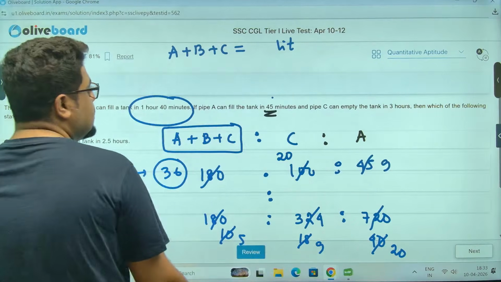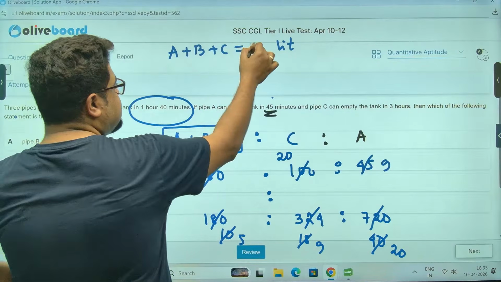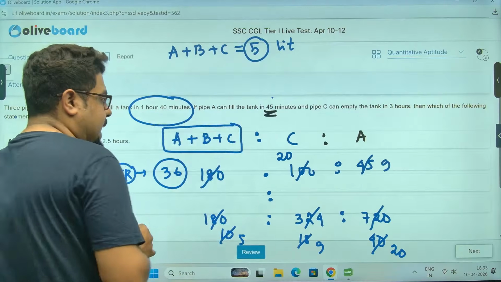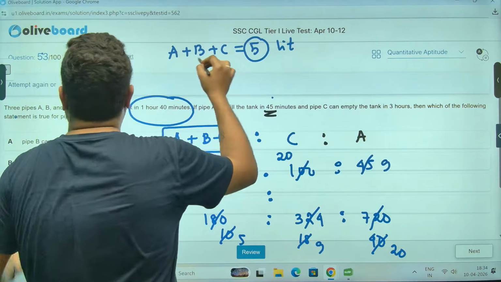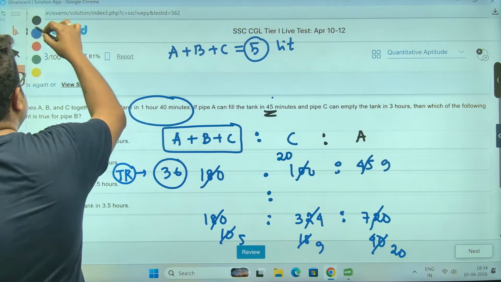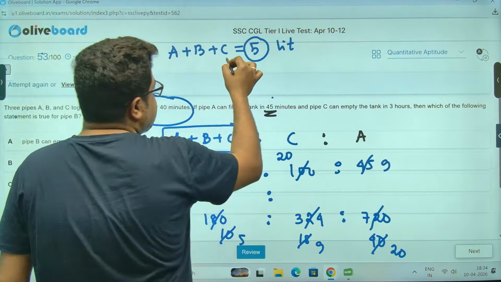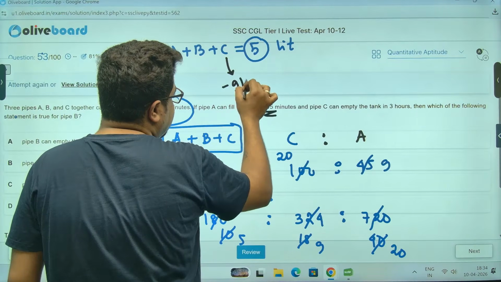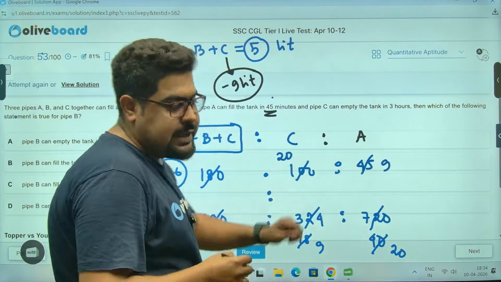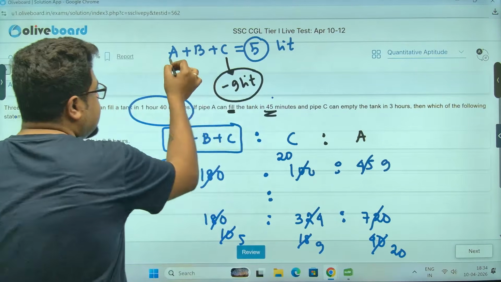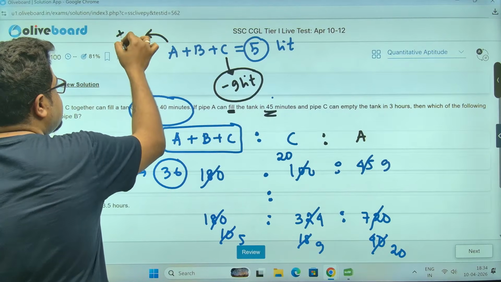Acha, got it. So A plus B plus C is actually 5 liters. Now C, out of that, C is doing what, sir? C is letting out 9 liters of water. Here I am taking minus 9. And A is plus 20. A is filling the tank. So A can be plus 20.